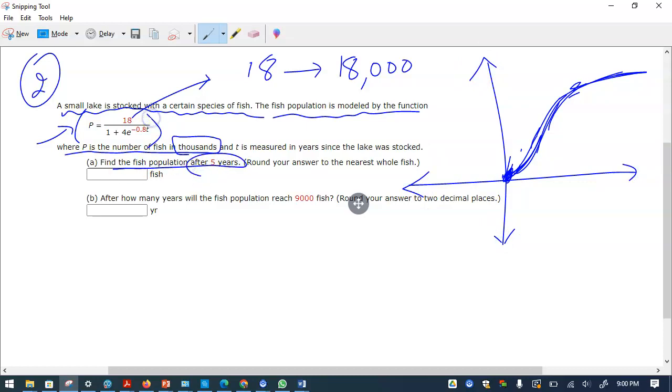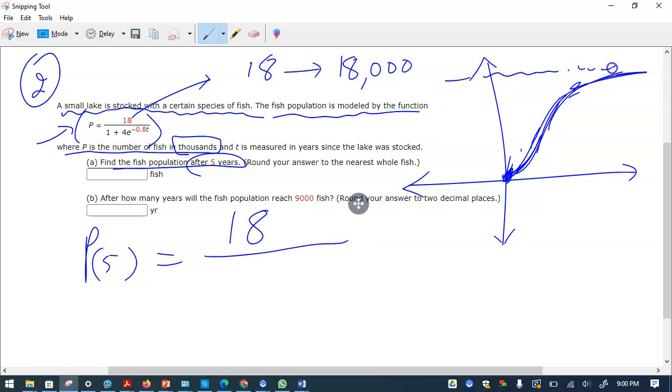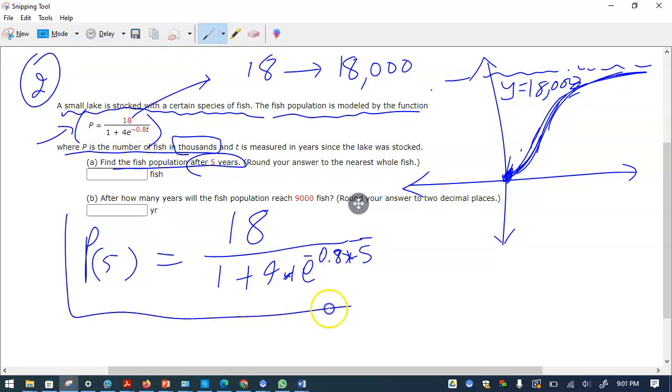So all you do is just plug that in. So P of 5 is 18 over, and the 18 is given. That's the maximum, 18,000, the fish population can go. That's like a horizontal asymptote, y equals 18,000. That's the maximum it can go. 1 plus 4 times e raised to minus 0.8 t. So all you do is this t which is there, you substitute by 5, multiply by 5, and then plug this in the calculator.